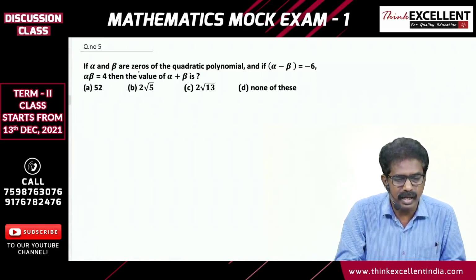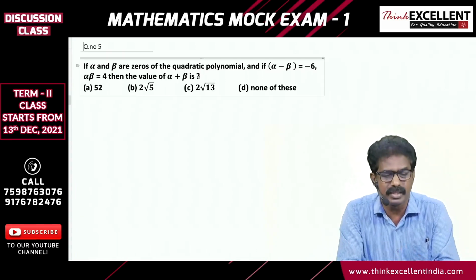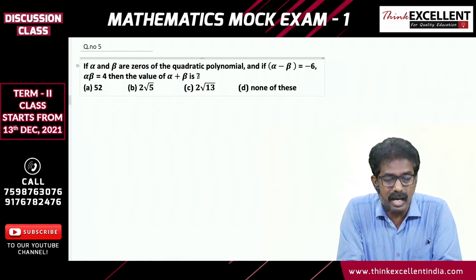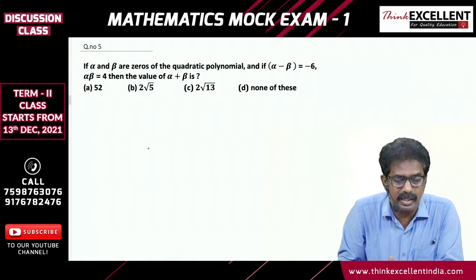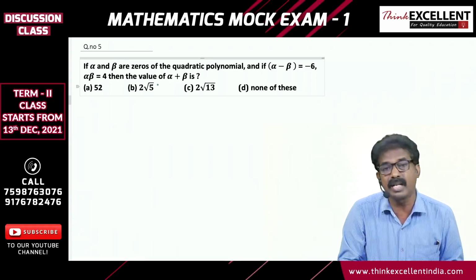Alpha and beta are the zeros of the quadratic polynomial, and alpha minus beta is given as -6. Alpha beta is 4. They asked to find alpha plus beta.